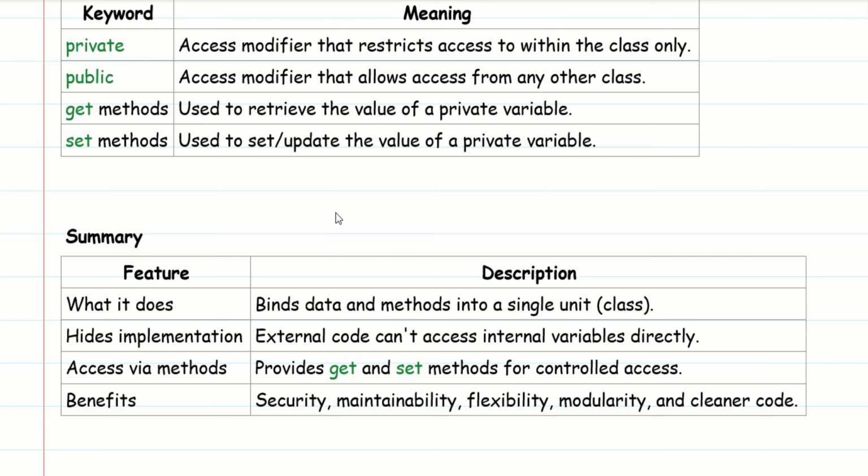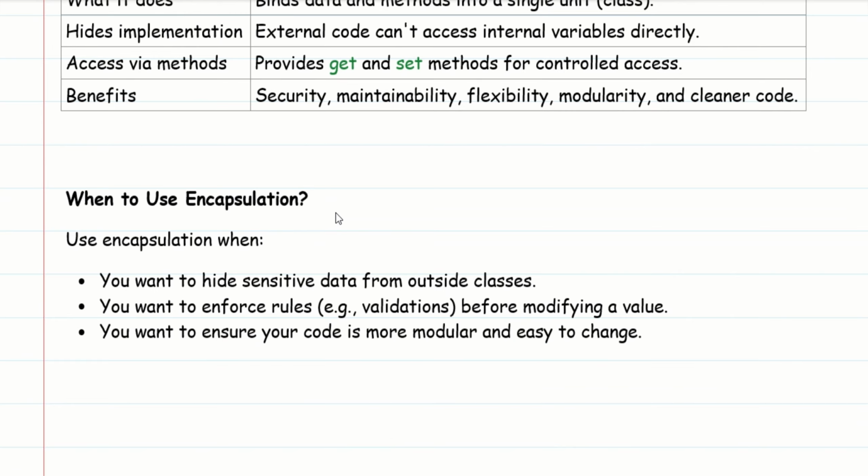Then benefits like security, maintainability, flexibility, modularity, and clean code. To have clean code, it's good to use encapsulation. So when to use encapsulation? When you want to hide sensitive data from outside, encapsulation will be used to create, as I mentioned in the previous videos, models.